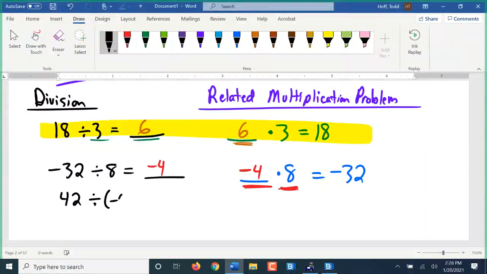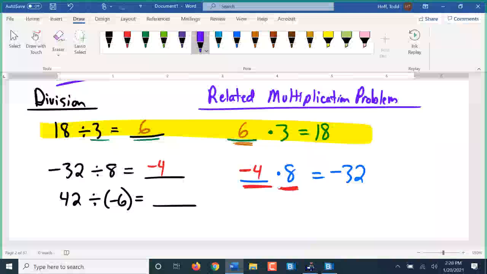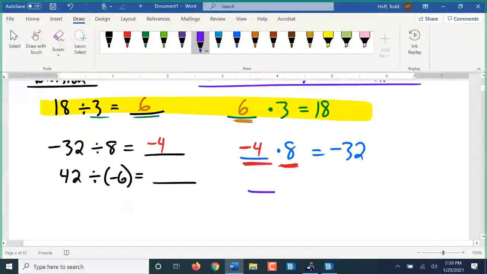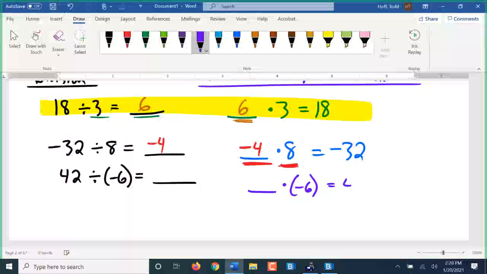42 divided by negative 6. Well, again, we're going to look at the related multiplication problem. Blank times negative 6 equals 42. Well, for the result of a multiplication problem to be positive, we either need both numbers to be positive or both numbers to be negative.